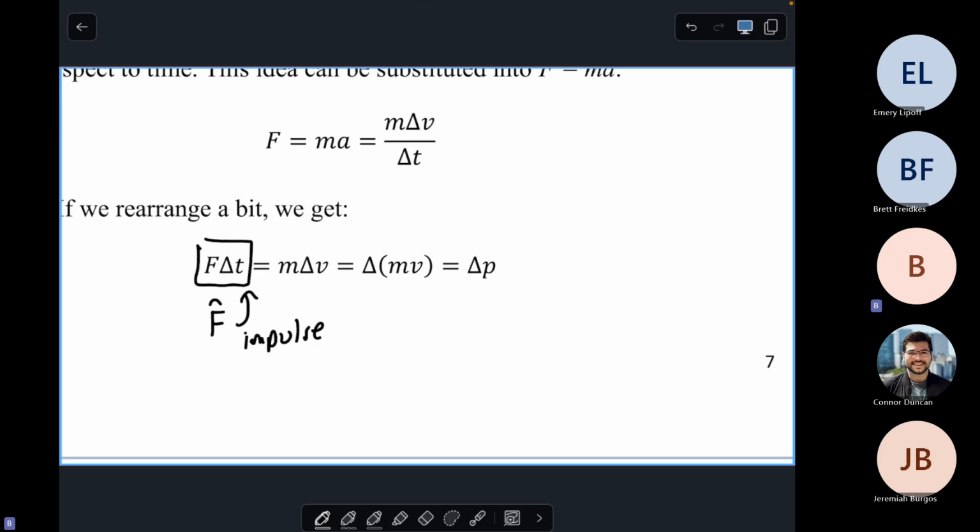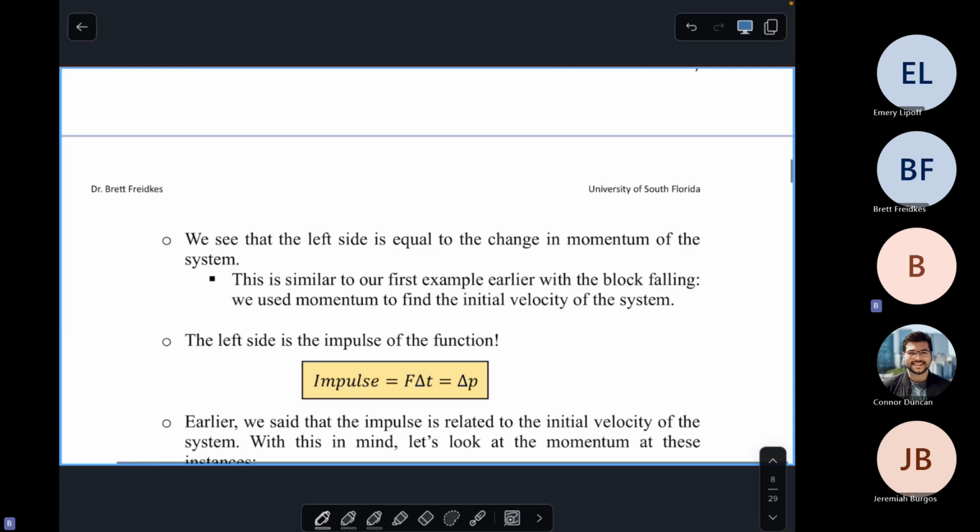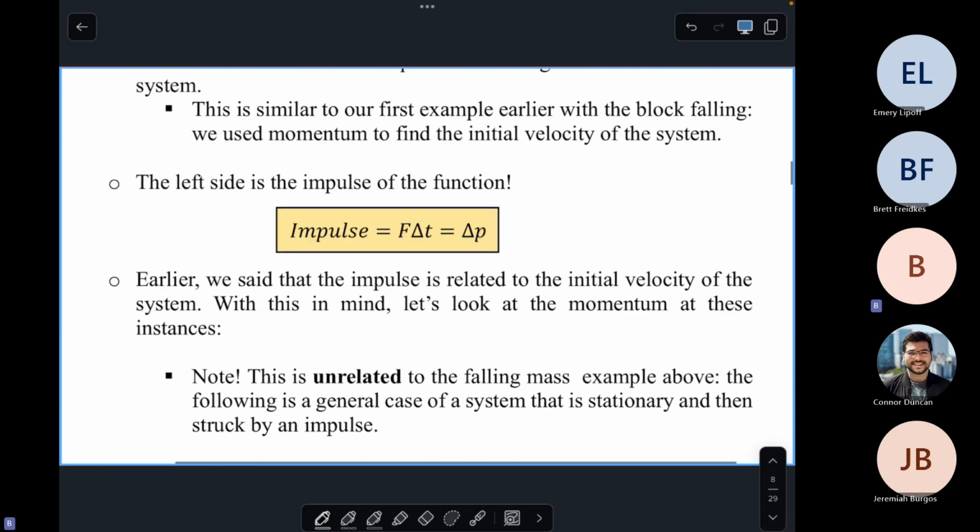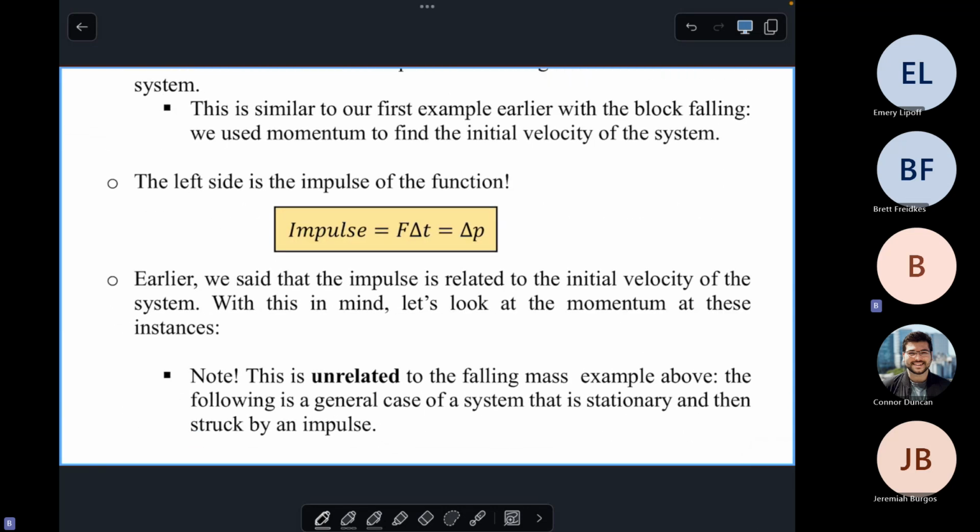What are the units of impulse? Newton second. Force times time. Newton second. Hopefully. So that is our definition of an impulse.